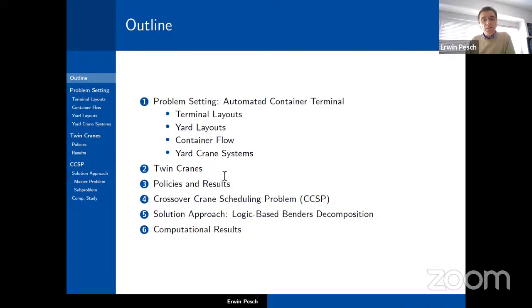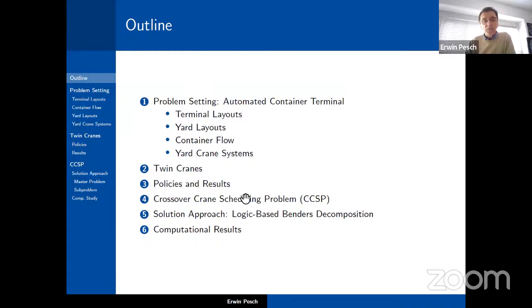And then the talk is divided in two parts. First, I will consider twin cranes. Twin cranes are cranes that are operating in a container block and that are operating on the same level. They cannot overtake each other. I will discuss some policies and results.